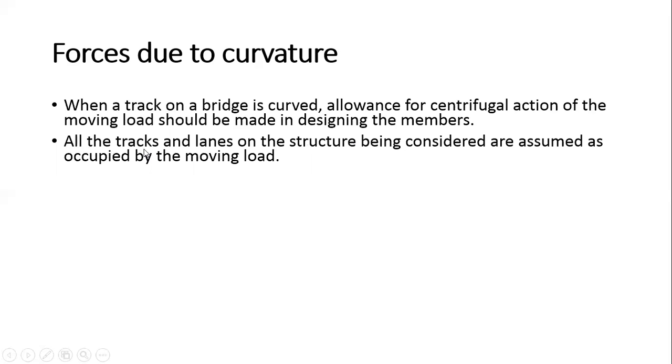All the tracks and the lanes on the structure being considered are assumed to be occupied by the moving load. So here we are considering that all the lanes on the bridge are occupied by the load, meaning the total train on the bridge, not partially, when we consider the force due to curvature.